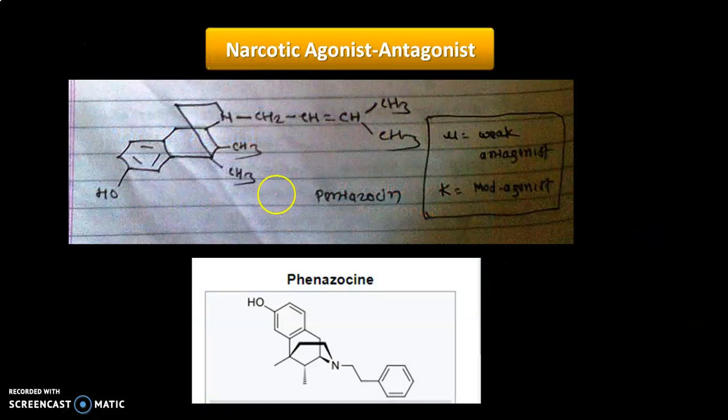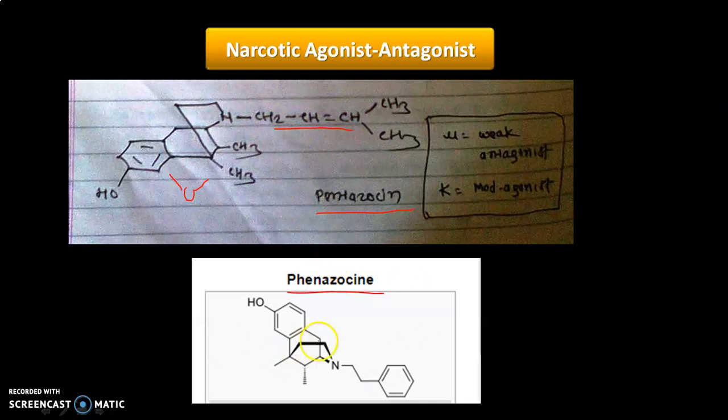So there are only 2 structures in your syllabus, that is pentazocine and phenazocine. Now how to remember the structure of pentazocine and phenazocine? In pentazocine you can see that the cyclic ether part is removed, only 2 rings are there, and the third ring, that is cyclohexene, is also removed, and only this propene side chain is there, which you have to remember.